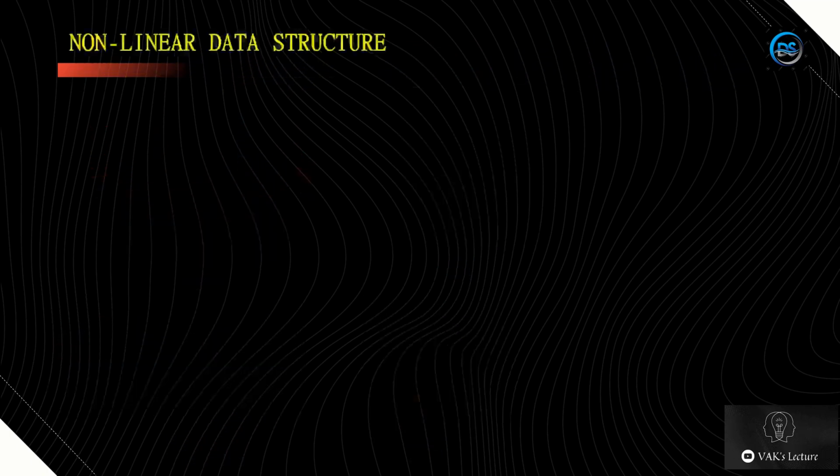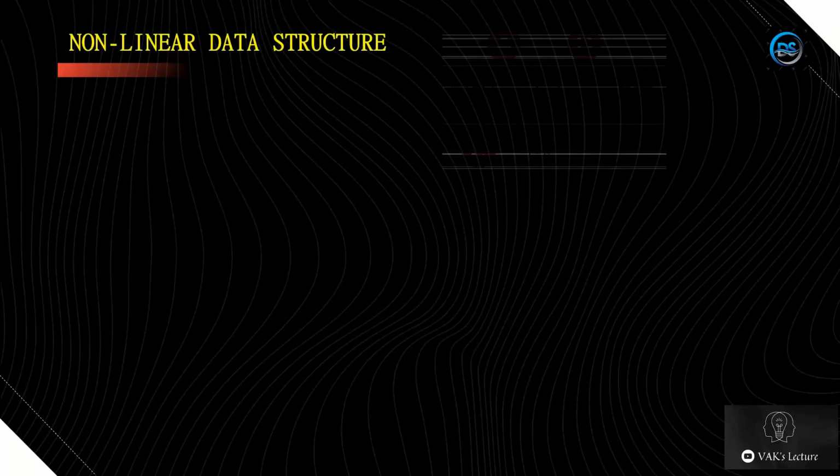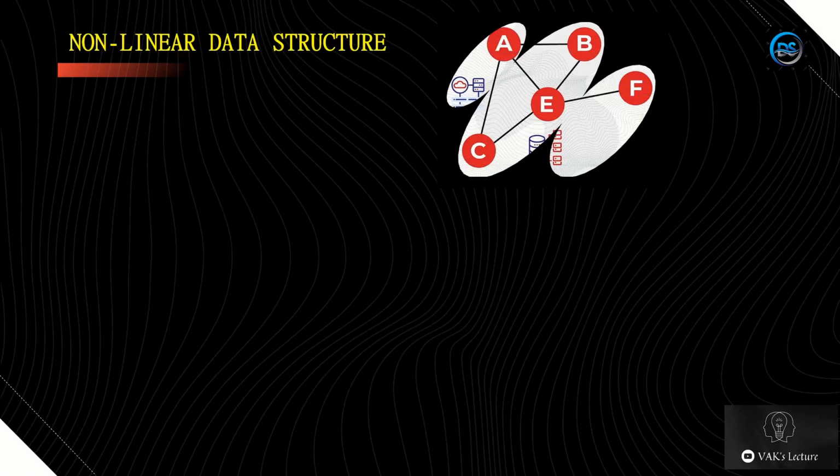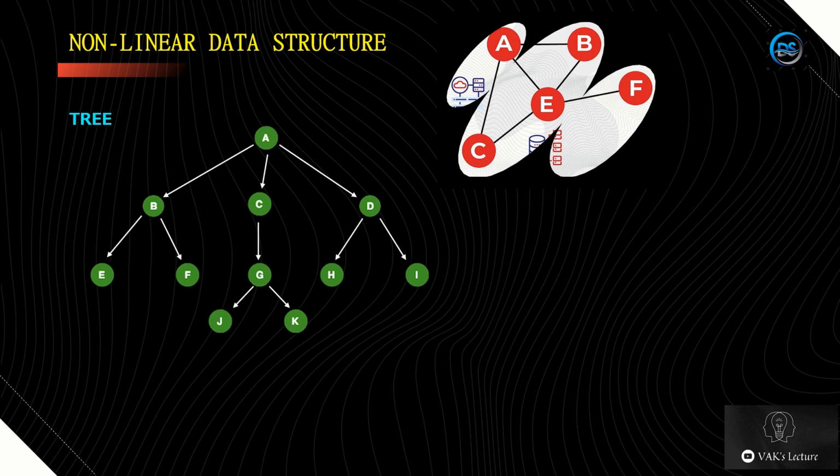Now we will discuss nonlinear data structure. In this, elements are not arranged in a sequential order. For example, we can take the tree data structure. This data structure is nonlinear. Why is this nonlinear? You can see that each node doesn't have exactly one predecessor and one successor. You can see that this node has one predecessor and doesn't have one successor. It has two successors, right? So clearly, this data structure is not a linear data structure.